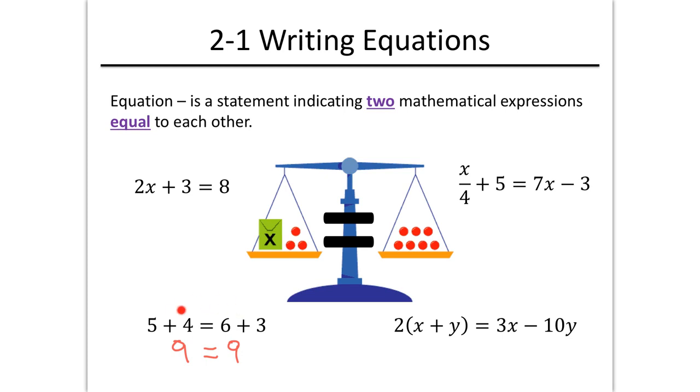For example, here, let's go back to this one. The numbers are different, 5 plus 4 and 6 plus 3. But at the end, they give you the same weight. They give you the same value. So the left side has to equal the right side.